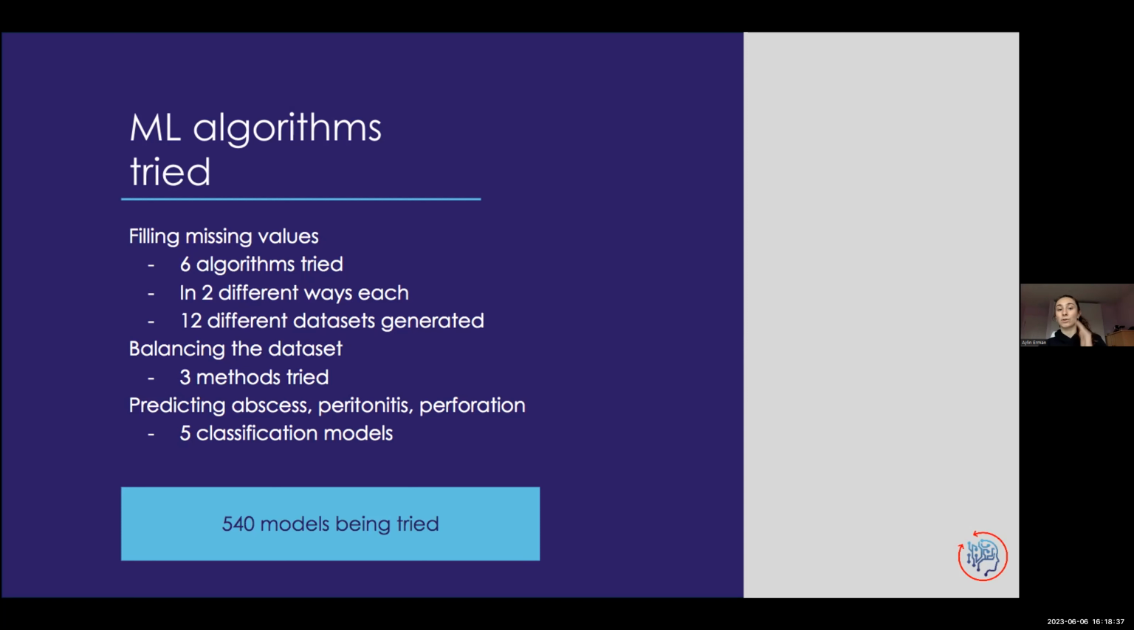Then you need to create a model to predict abscess, peritonitis, and perforation. To do that, I tried 5 different classification models. Basically, the combination of all these different things that you can select from led to 540 different models, or combinations of these things, being tried. For instance, one combination would be you use one type of algorithm to fill in these missing values. Then you use one possible method to balance the data. Then you use this classification model to predict abscess. So that's one way through the tree of options.